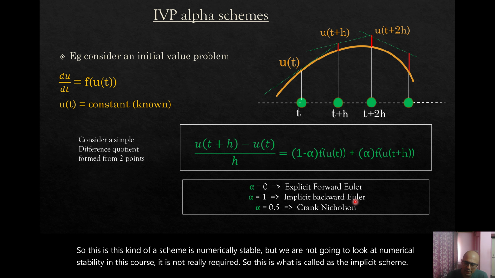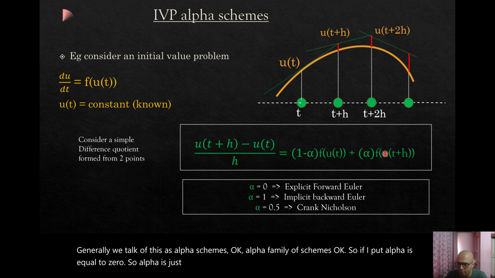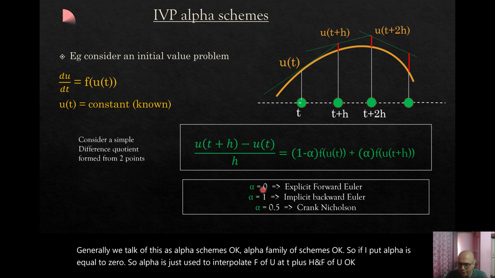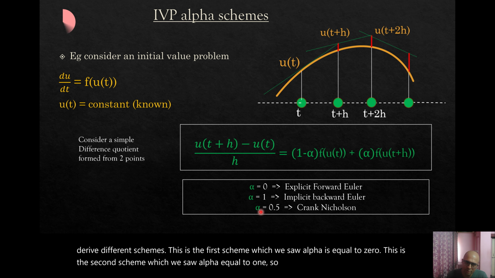Generally we talk of these as alpha schemes, okay, the alpha family of schemes. So alpha is just used to interpolate between f of u at t plus h and f of u at t. And you can just derive different schemes. This is the first scheme which we saw, alpha is equal to 0. This is the second scheme which we saw, alpha equal to 1. So I am not really expanding on these different schemes.